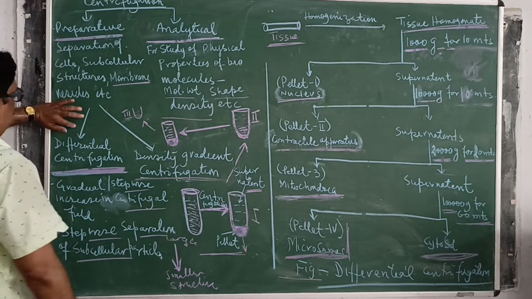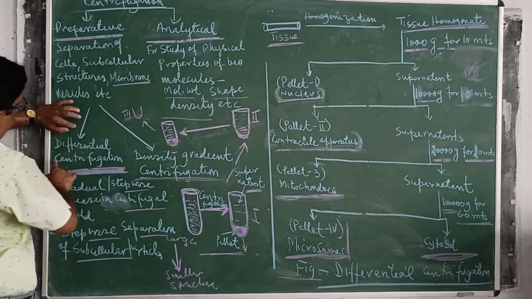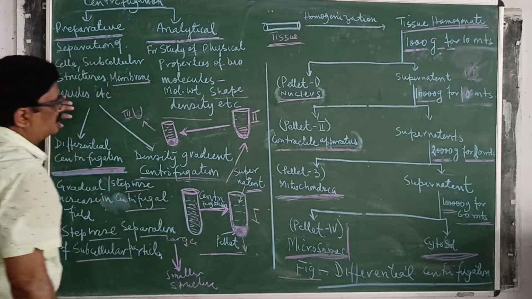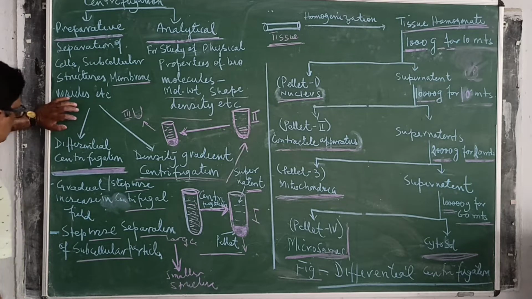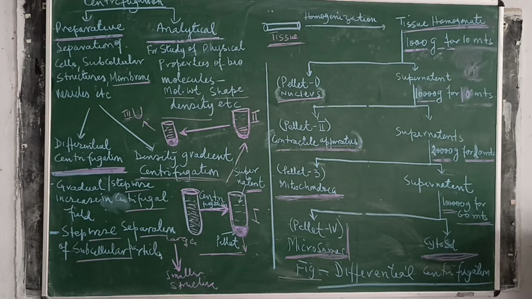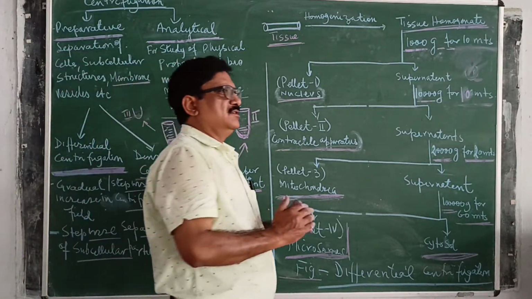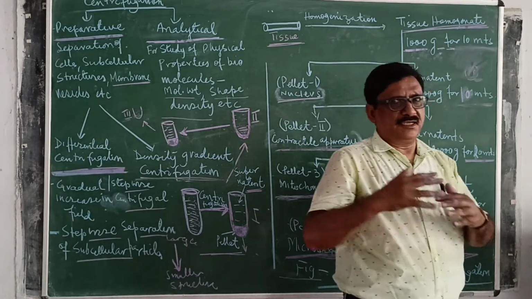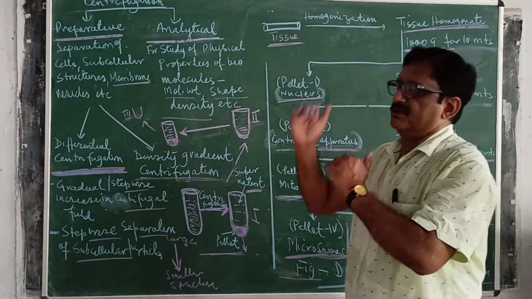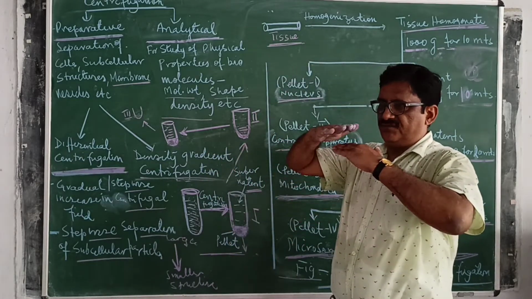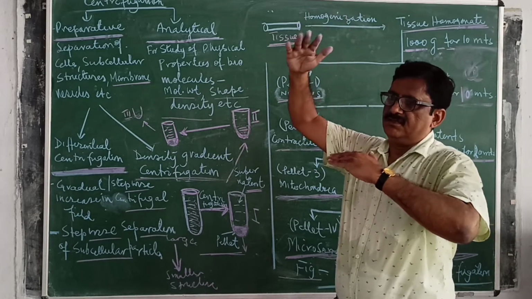There are two types of preparative centrifugation. One is differential centrifugation and another one is density gradient centrifugation. In differential centrifugation, the separation is done in a stepwise manner, in which the centrifugal field is increased in a stepwise manner.